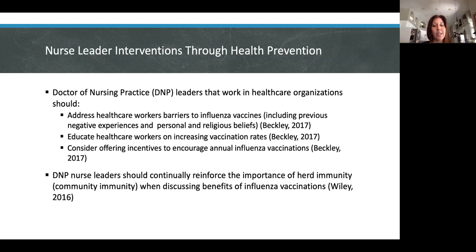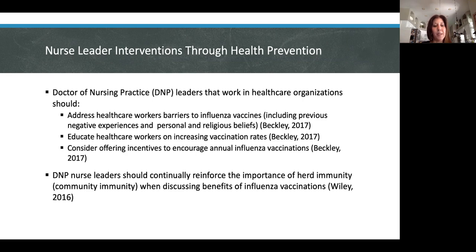So addressing healthcare worker barriers to the influenza vaccines, especially if they've had negative experiences or they have personal beliefs, they don't believe in vaccines, or religious beliefs, educating on the importance of healthcare workers increasing our vaccination rates, and considering offering incentives to encourage annual influenza vaccines. So maybe those healthcare organizations can give them a gift card, or free lunch at the cafeteria for the week or something like that.